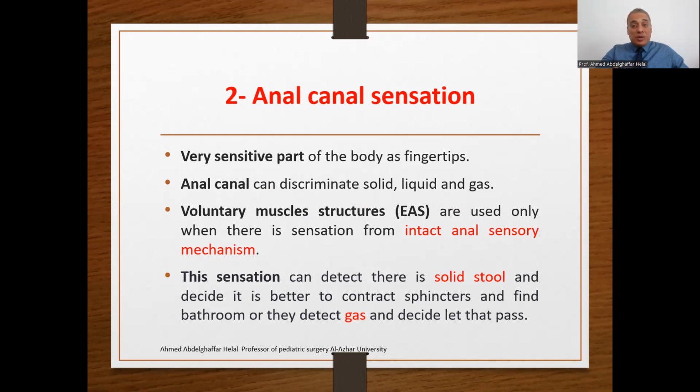So the voluntary muscle structures, or external anal sphincter, are used when there is a sensation from the intact anal sensory mechanism. This sensation can detect that there is a solid stool and decide it's better to contract the external anal sphincter and find a bathroom. Or it detects that this is gas and decides to let it pass without finding a bathroom. So it's very important. Anal canal sensation is a very essential part of the continence mechanism.